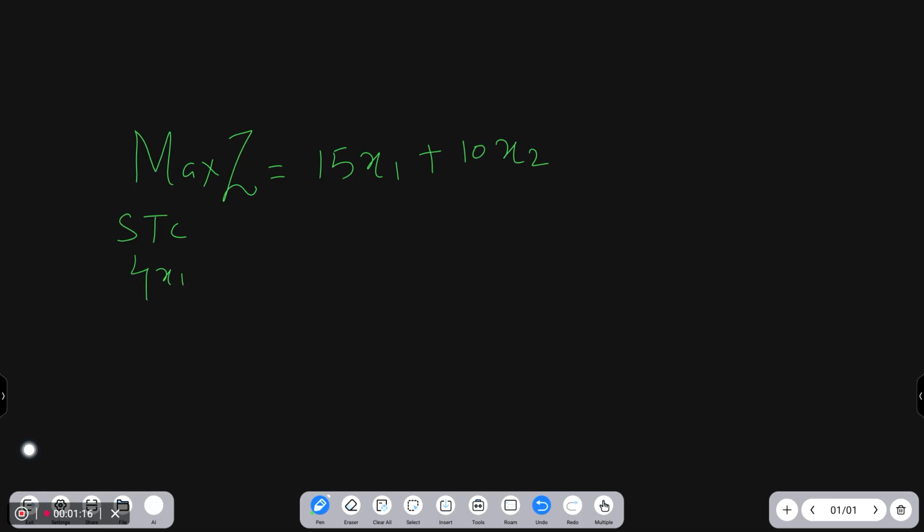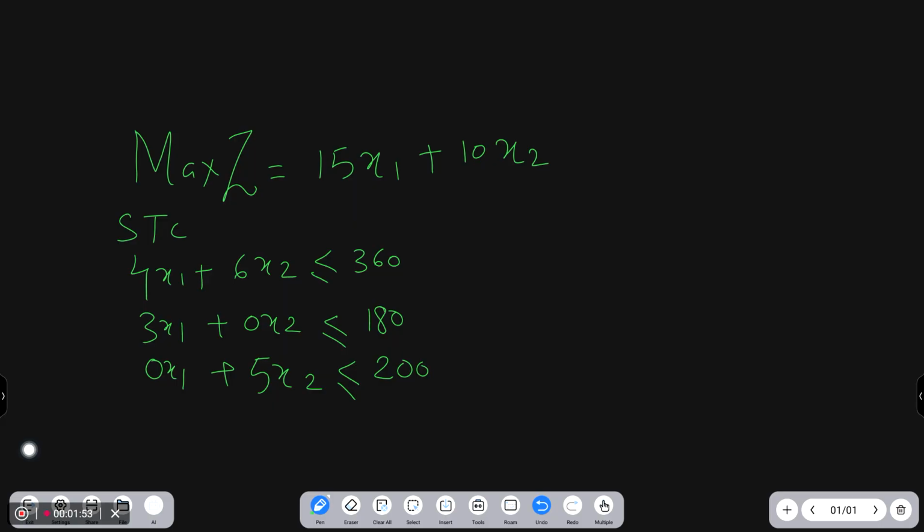4x1 plus 6x2 less than or equal to 360, then 3x1 plus 0x2 less than or equal to 180, and 0x1 plus 5x2 less than or equal to 200, and x1, x2 greater than or equal to 0.